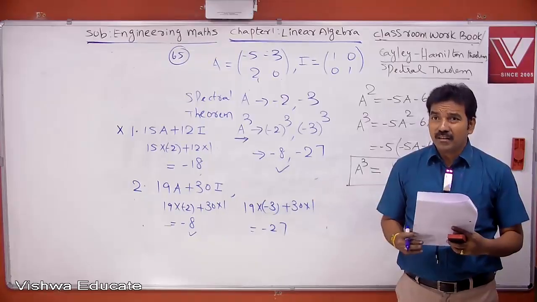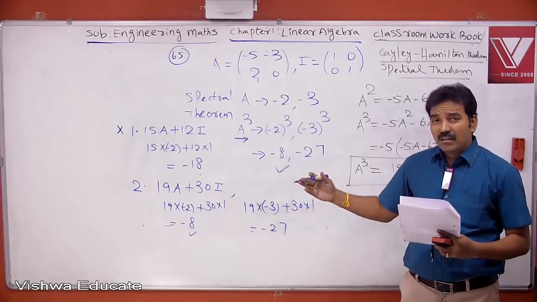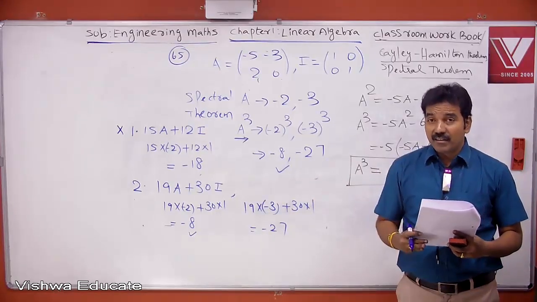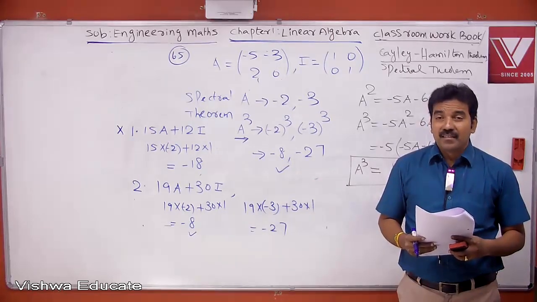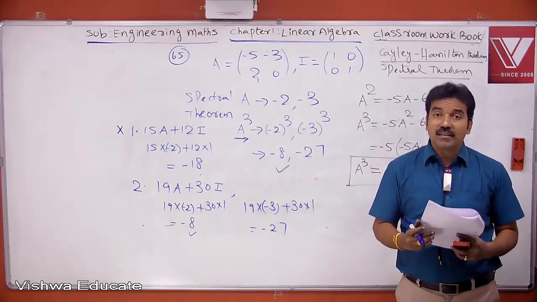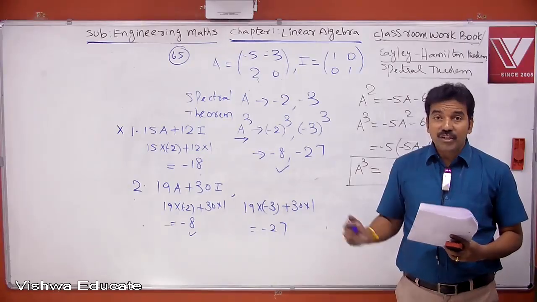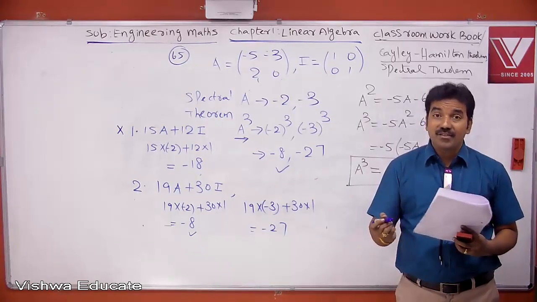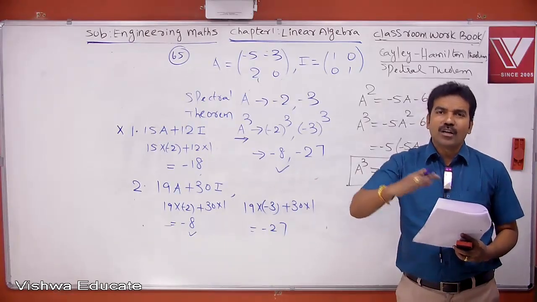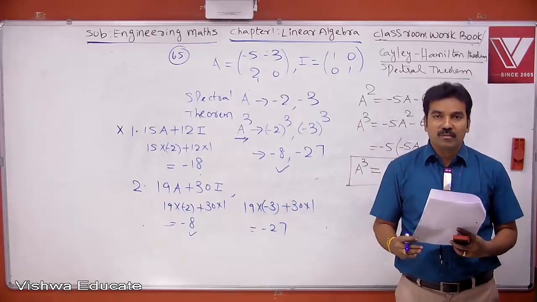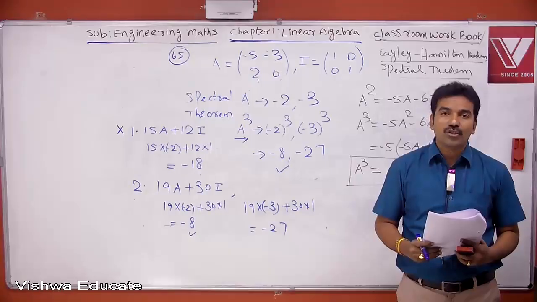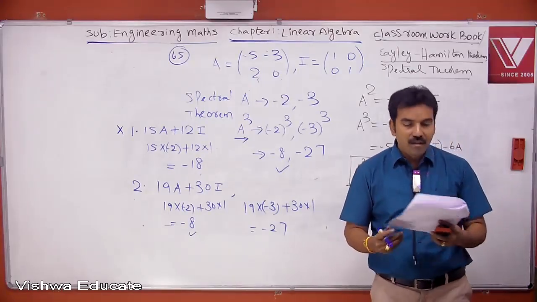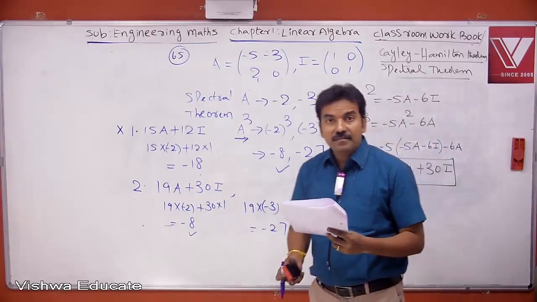See, the advantage of the spectral theorem is when large powers of A are given. Instead of giving A cube, if they ask you A power 16, then instead of doing this question by the Cayley-Hamilton theorem, if you do this by the spectral theorem, you get the answer very easily. So for larger powers, the spectral theorem is very flexible. For smaller powers, it doesn't matter whether you apply the Cayley-Hamilton theorem or the spectral theorem. Is this clear?